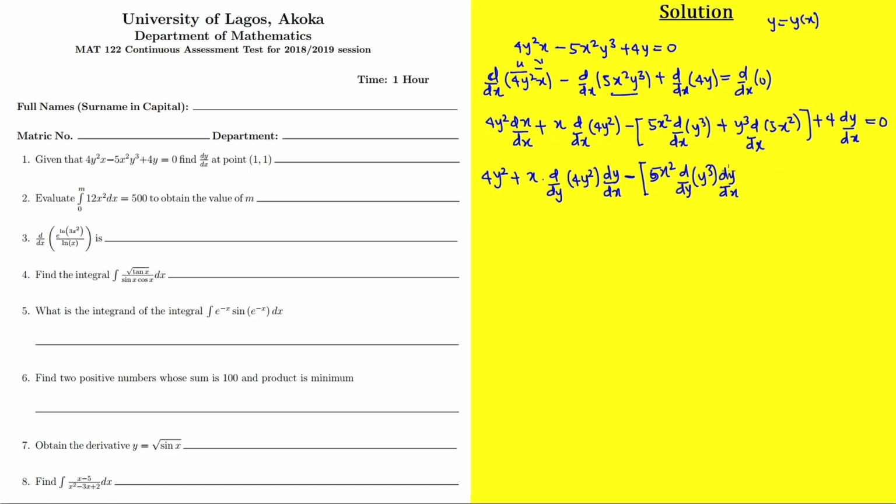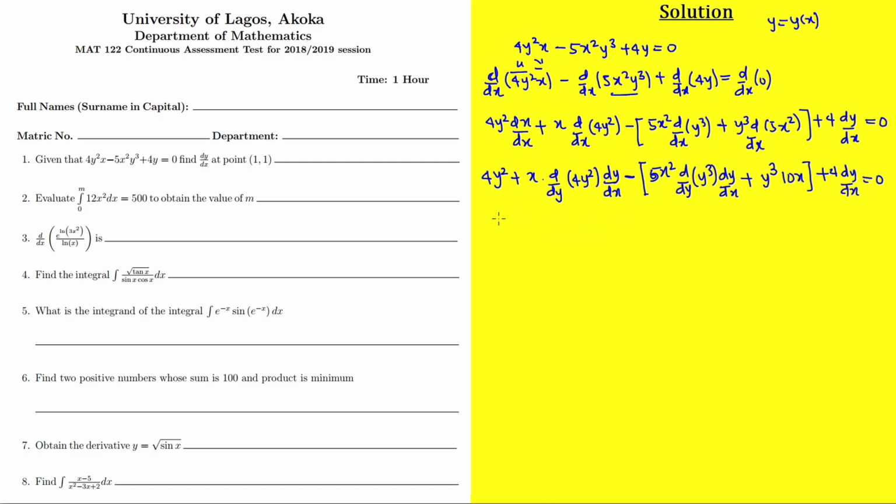Alright, so then that's just from your idea of implicit differentiation. Then plus here, this is already a function of x, so I can differentiate this. So this is y cubed multiplied by, if we differentiate this now, 10x, then plus 4 dy/dx to be equal to 0.